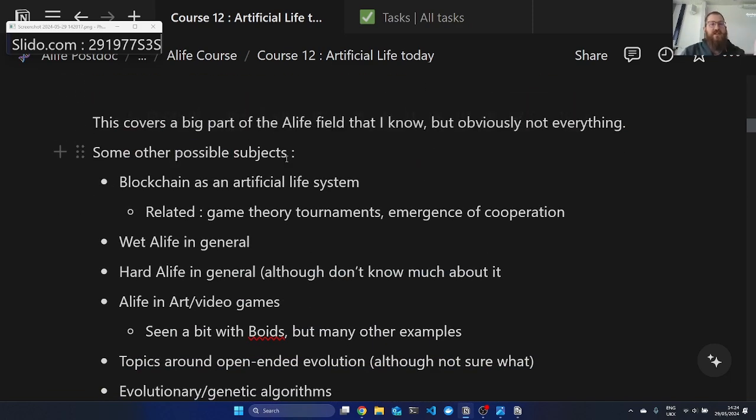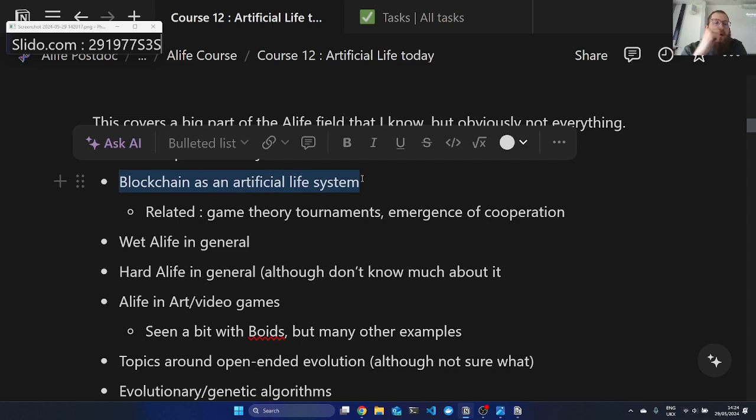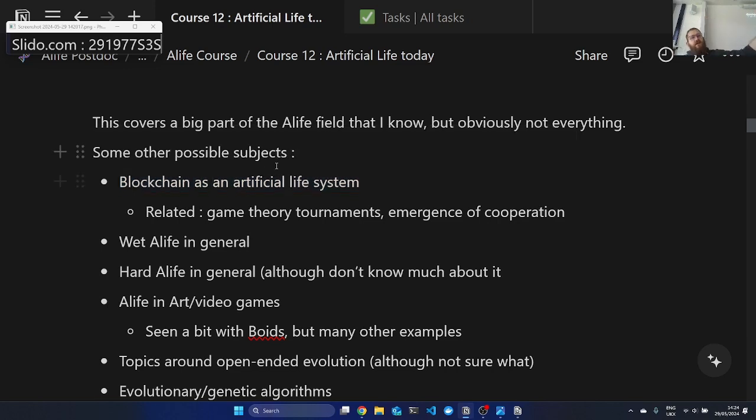So some other possible subjects that could have been treated in the course: one that was actually a course last year when Clément gave the course was looking at the blockchain as an artificial life system. This is an interesting example because it looks like an artificial life system, but wasn't designed to be one. The blockchain, if you don't know, in a few words, is a system.